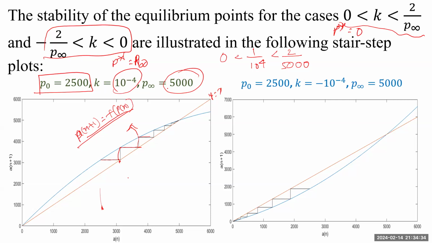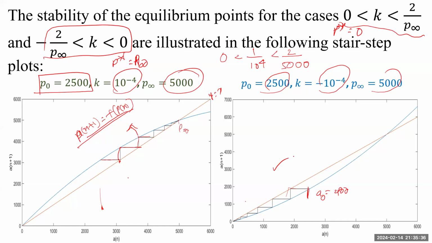So that is my equilibrium point, right? So it moves towards that p infinity value. So you can say the system is asymptotically stable, right? So in the next case, k is again 10 to the power of minus something, with your initial value and p infinity. And then you can see your starting point, this is your p naught, that is 2500. So again it moves towards zero, right? So that is another equilibrium point. Under these circumstances also, the system is asymptotically stable.